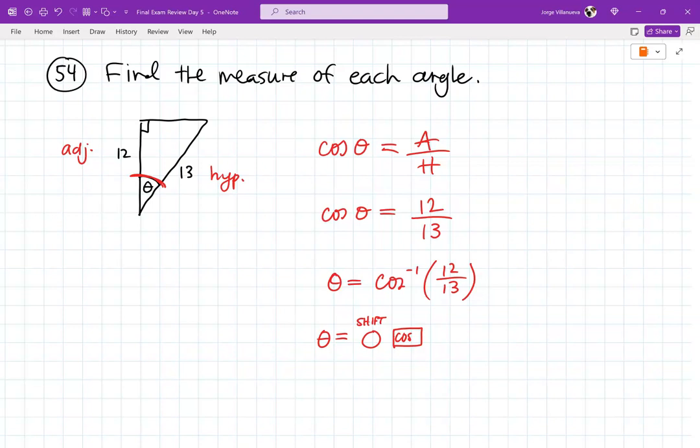So you can press your fraction button if you want, the one that looks like this, and then put 12, and then press down over 13, and then hit equals. That's going to give you your answer. So let me go ahead and do that. 12 divided by 13 is 22.619. I'll just do 22.6. So theta is 22.6 degrees.